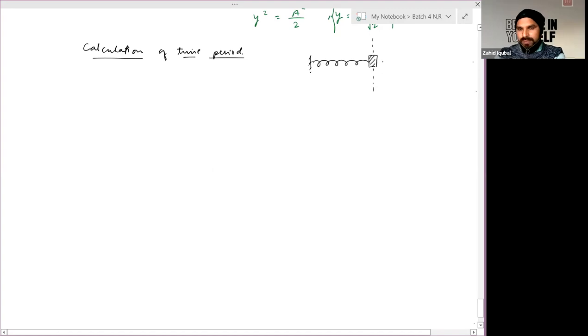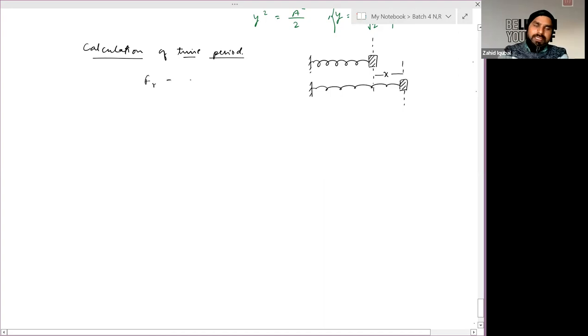If you displace this block towards the left side or right side, due to expansion or compression, a restoring force will develop in it, which will tend to move this block back to its initial position. So first, for any different motion, try to calculate the restoring force.